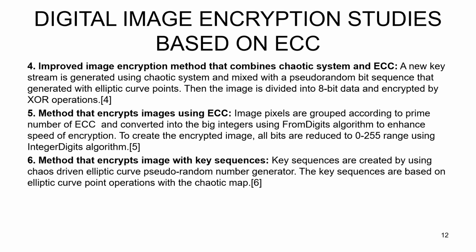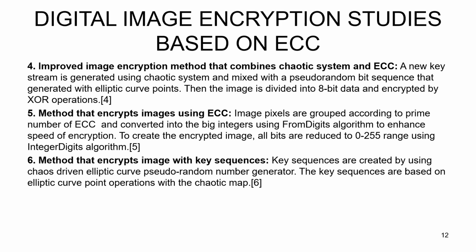Number five, method that encrypts images using ECC. Image pixels are grouped according to the prime number of ECC and converted into big integers using an integer digits algorithm to enhance the speed of encryption. To create the encrypted image, all values are reduced to the 0 to 255 range using the integer digits algorithm.